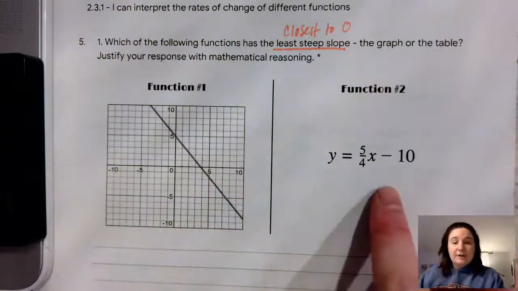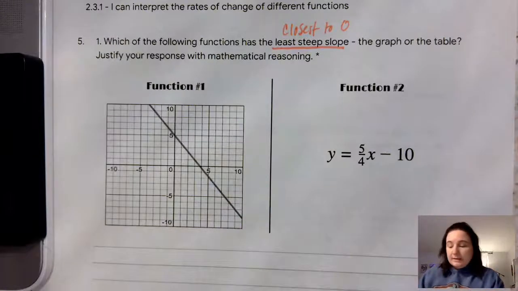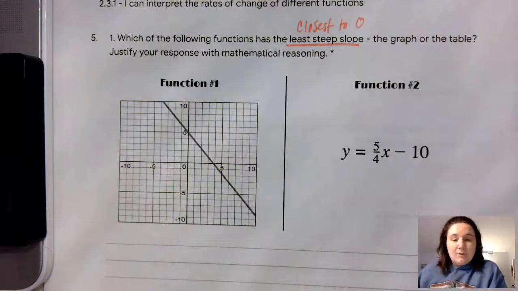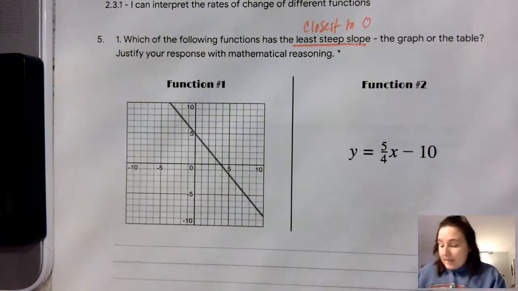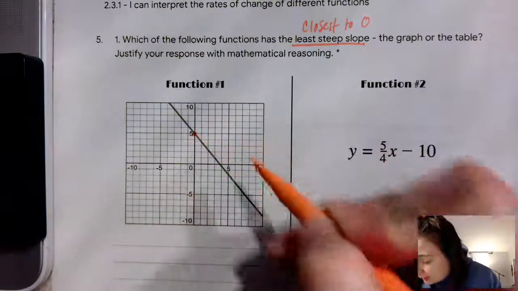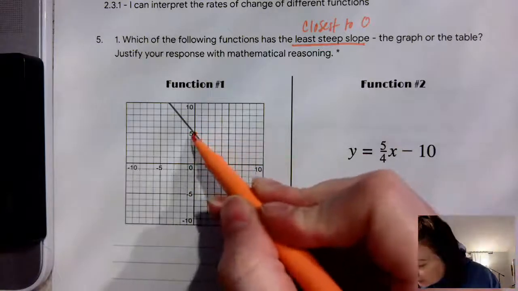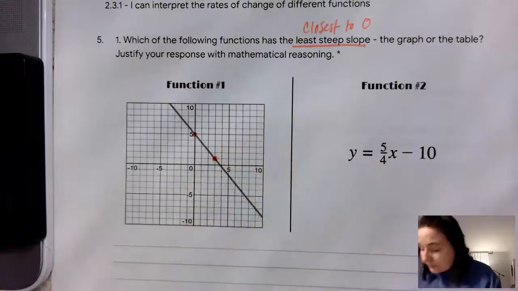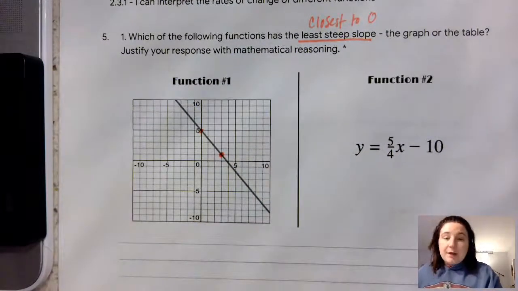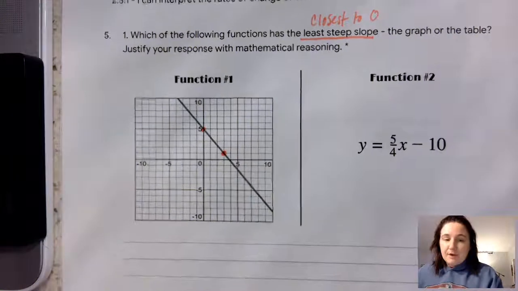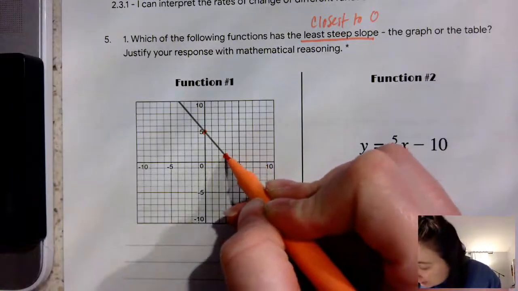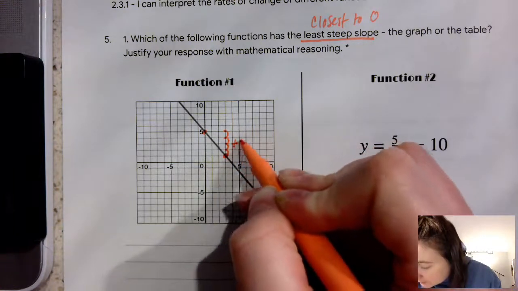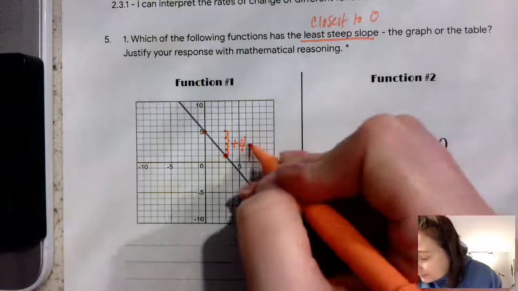And then I have my 2 functions, and this first one is a graph. And so I want to basically just count my rise over my run. And you can choose any 2 points on corners to do that. So I'm going to choose this one and this one. And so now I'm going to count my rise over my run. And so I'm going to start here, and I'm going to rise up 1, 2, 3, 4. So since I went up, it's a positive 4. That's my rise.